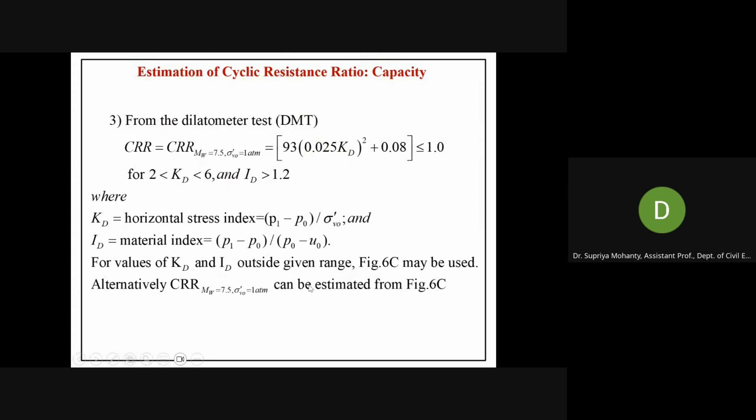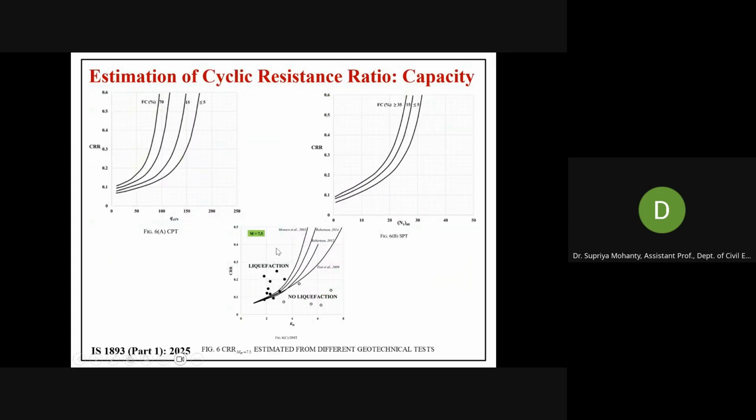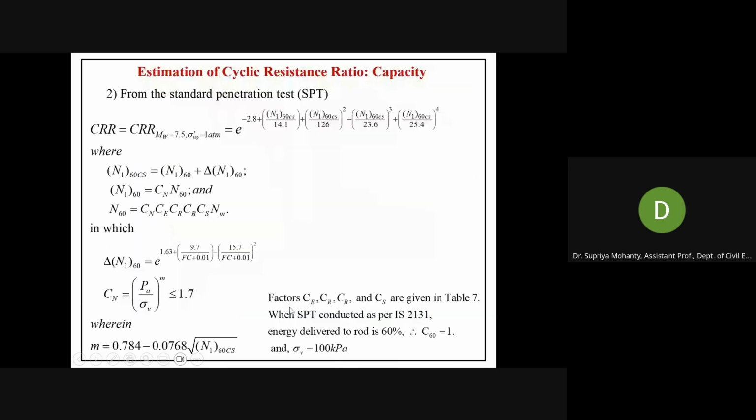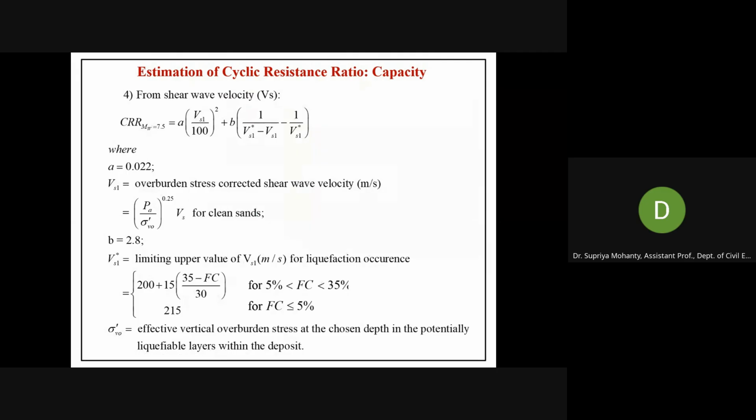Other than this, if your KD and ID are outside the given range, you can use Figure 6C, which was mentioned in my previous slide. This third figure can be used if you have a different KD value, like ID less than, suppose, 1.2 and KD out of this range, then 6C is recommended.